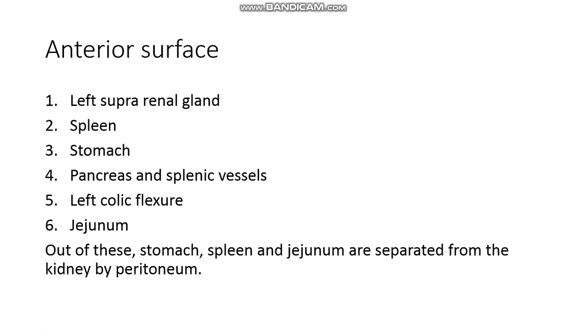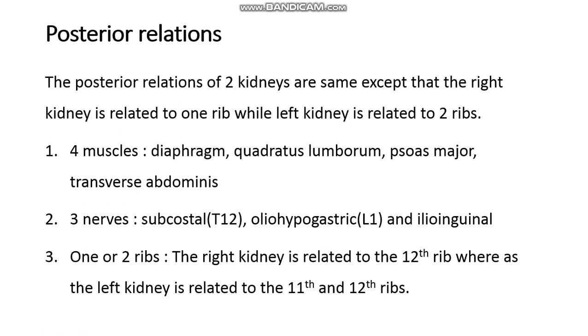Then the relations of the anterior surface are the left suprarenal gland, then spleen, stomach, pancreas and splenic vessels, left colic flexure, jejunum. Out of these structures, the stomach, spleen and jejunum are separated from the kidney by peritoneum. So there is a separation for the stomach, spleen and jejunum from the kidney, which is peritoneum. So these are the relations of the anterior surface of the kidney.